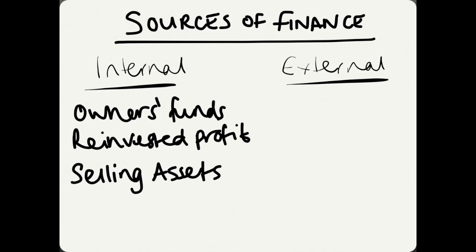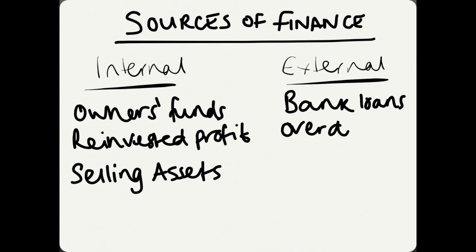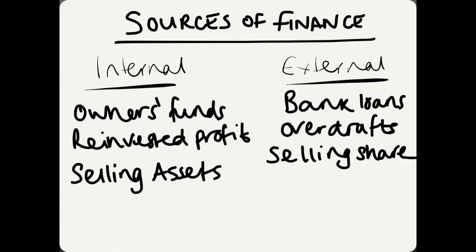External sources of finance then might be bank loans. So we're talking anywhere outside the business that could lend or give the business money. So bank loans, which would also include overdrafts, it's a type of bank loan, we'll talk more about later. Selling shares. Now it can only sell shares if it's a LTD or a PLC. If it is a sole trader or a partnership, an option would be to take on a new partner.